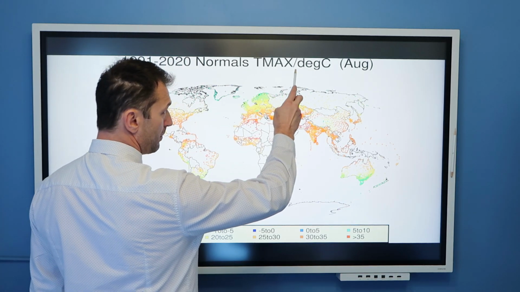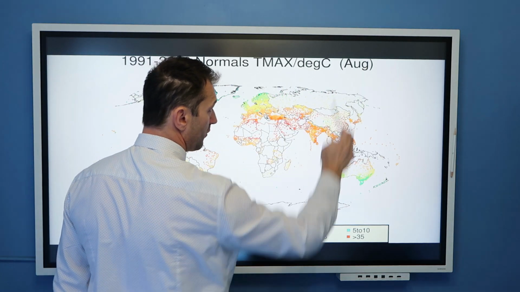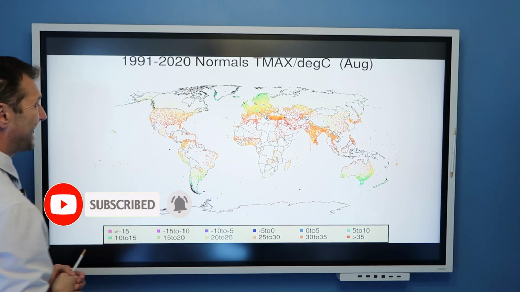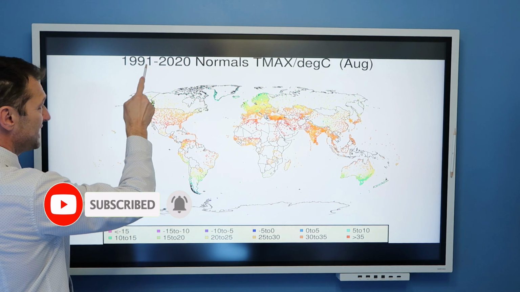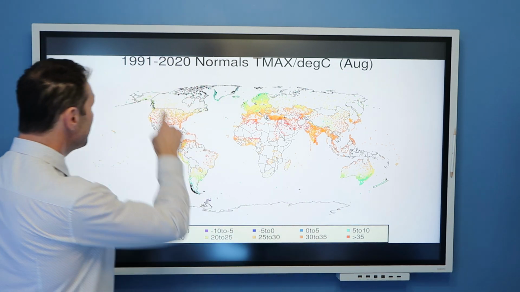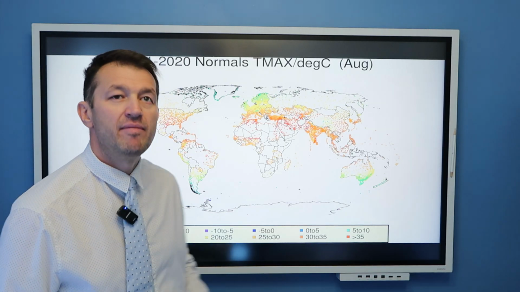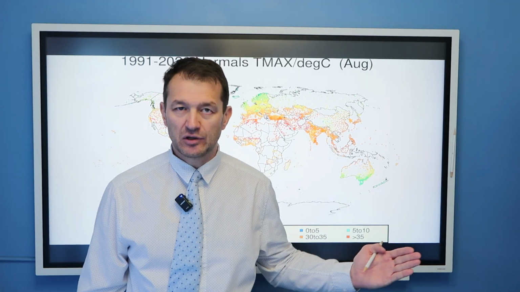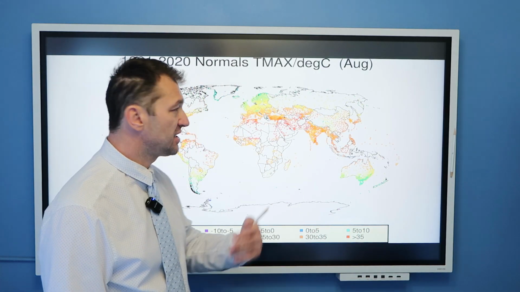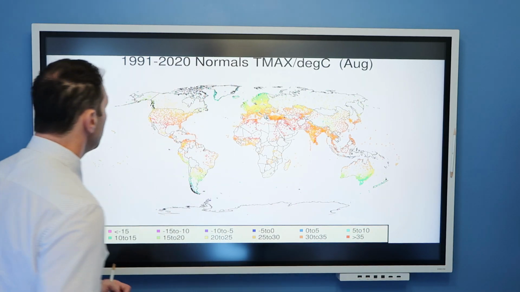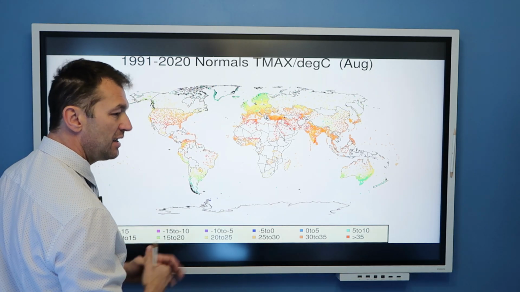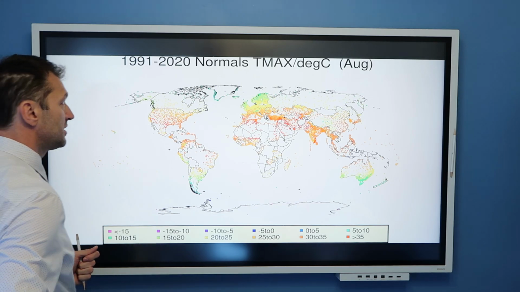Lastly, let us see an example of normals. Here is maximum temperature in degrees Celsius for the month of August. And it is calculated over this climatological standard of 30 years, which is 1991-2020. Another climatological standard was 1961-1990. In principle, you can use any 30-year period, but in climatological practice, people sat around the green table and agreed that a nice climatological standard is 1991-2020, and before that it was another 30 years, 1961-1990.